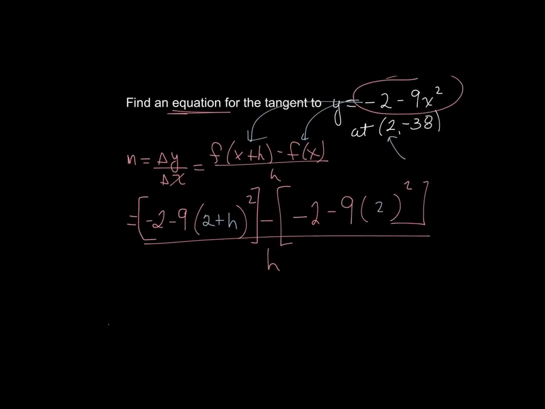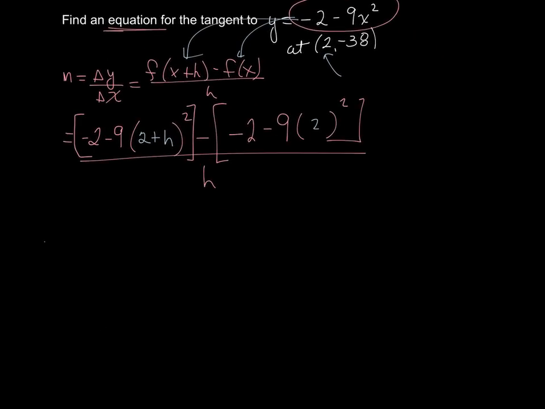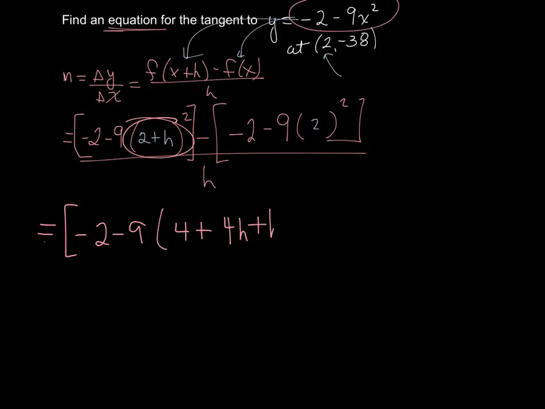So from here, we're off to algebra land, where I'm just going to try to make this look a little bit better. So I'm going to have -2 minus 9. I'm going to go ahead and square this piece, FOIL it. So this is, you square the first term. You take 2 times 2h. Again, I'm just foiling it if you want to foil it out. And then you square the last term.